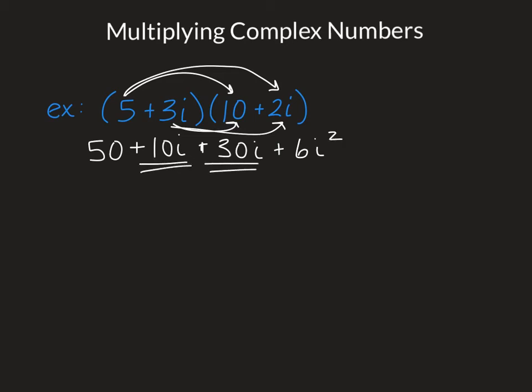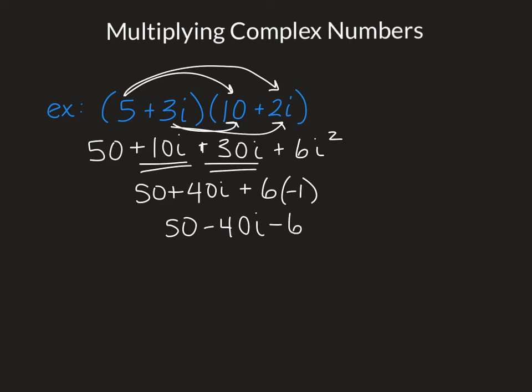Combining the 10i and the 30i will give us 40i. We still have the 50 out front. And then we'll replace i squared with what it equals, which is -1. So we really have 50 minus 40i minus 6. We can combine the 50 and the minus 6, since they're like terms, to get 44 minus 40i.